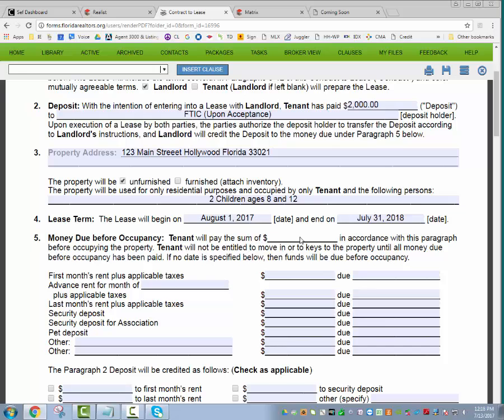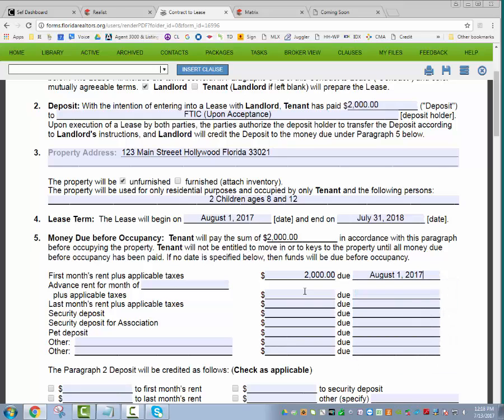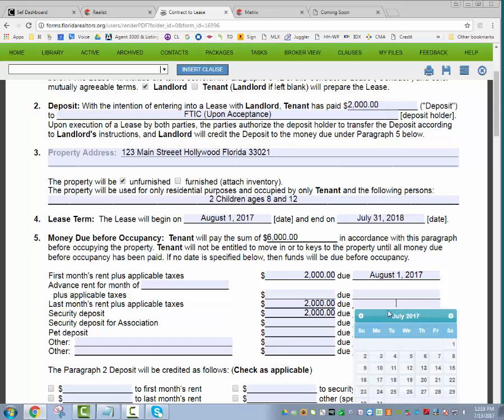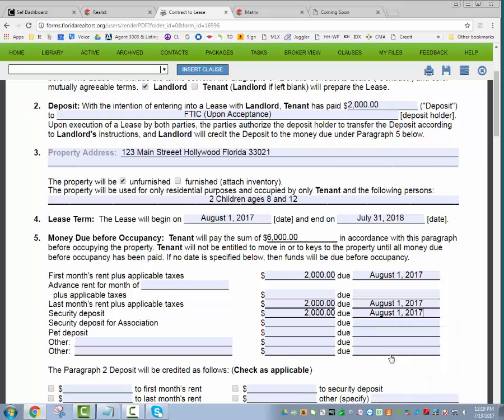Money due before occupancy. This is generally going to be 3 times the rent, but the new form calculates it according to what you put here. So if you put $2,000 there, then it's going to start adding it up. Okay, so you don't have to worry about that. Last month, 2,000. Okay, and security deposit 2,000. Okay, we're going to put August 1st as the date. They're all due, even though they will be giving a good faith deposit.